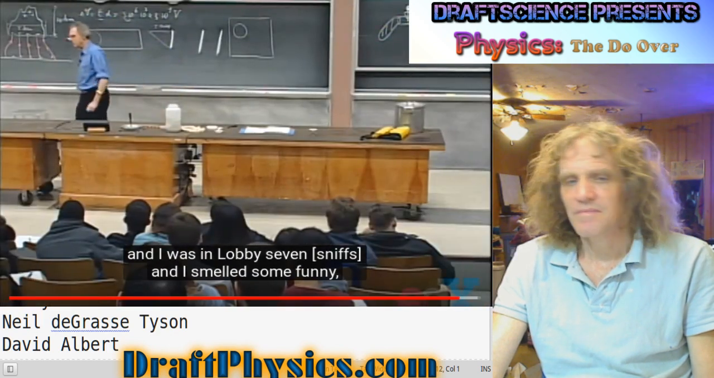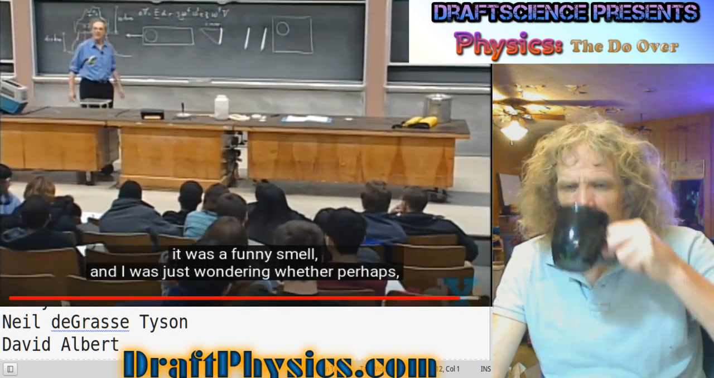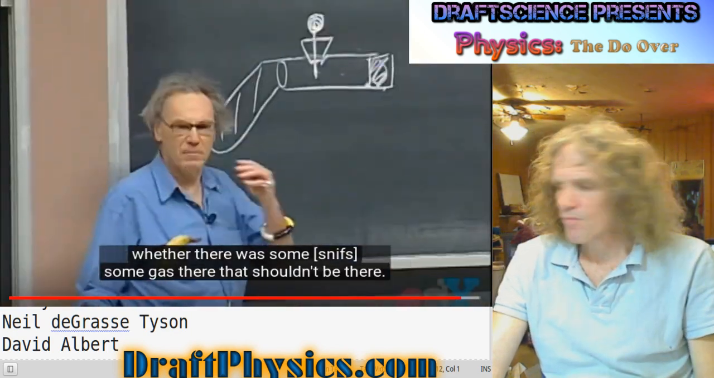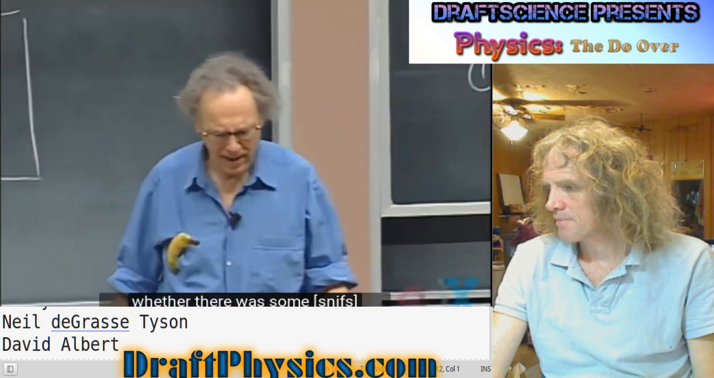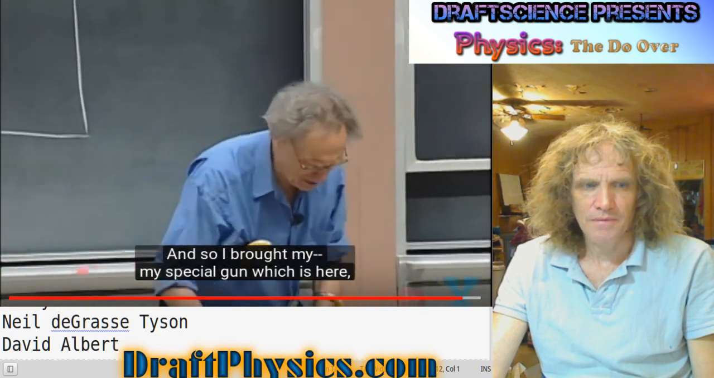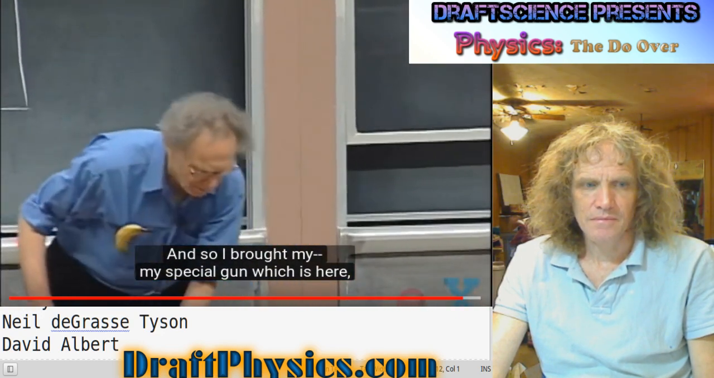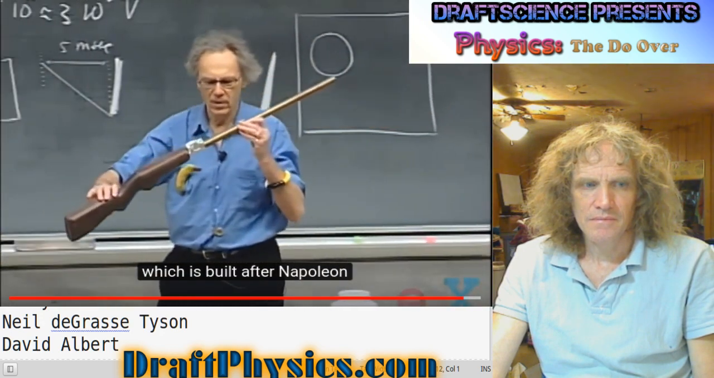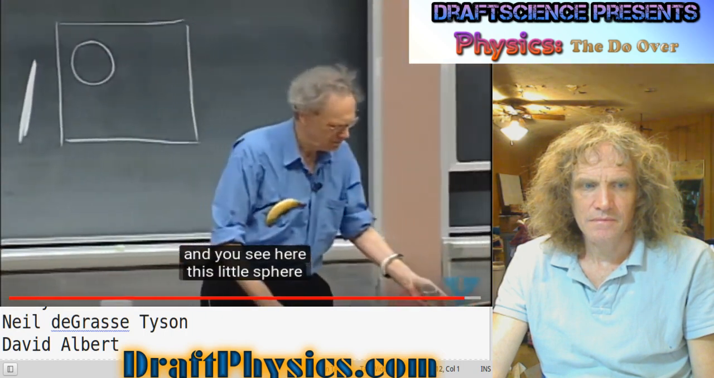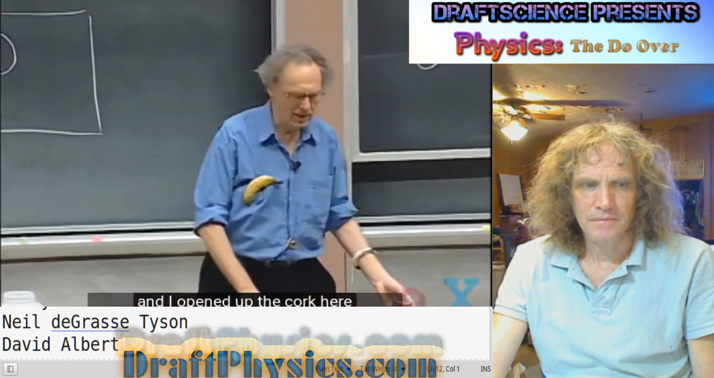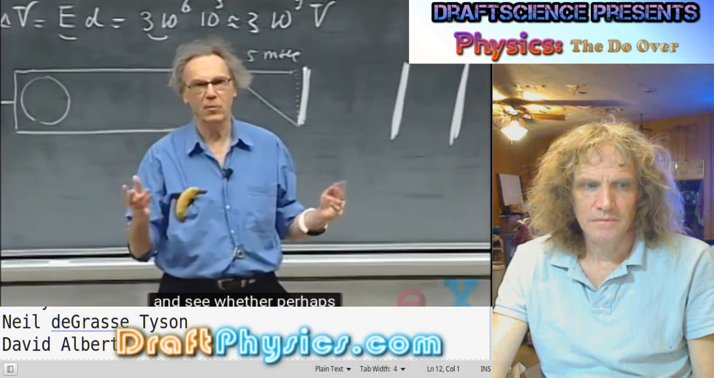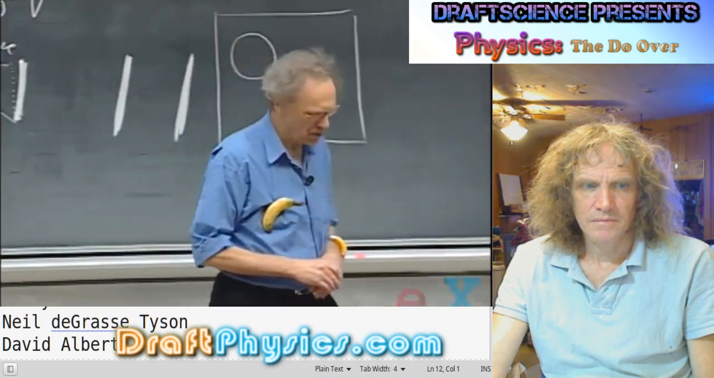I was in lobby 7, and I smelled a funny smell. And I was just wondering whether perhaps, who knows, at MIT anything can happen, there was some gas there that shouldn't be there. And so I brought my special gun, which is built after Napoleon. And you see here this little sphere, and I opened up the cork here, and I let some of that air in building 7, and then I decided that you and I will do the test and see whether perhaps there was some gas there that may cause some danger.